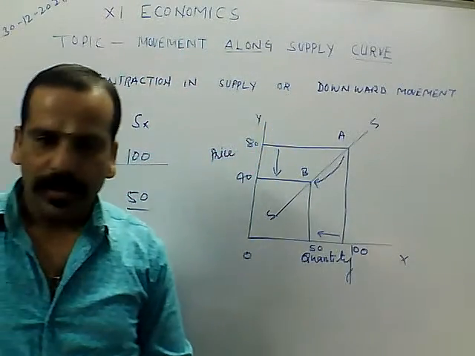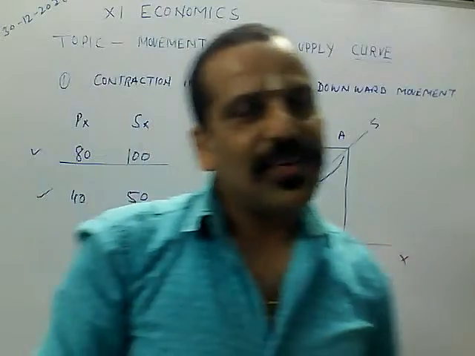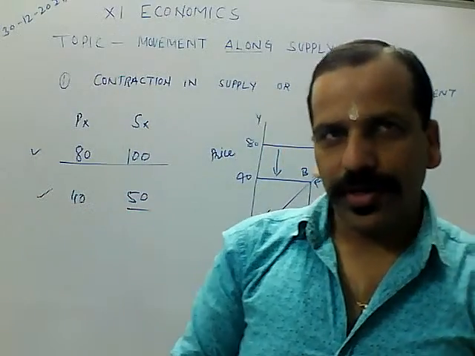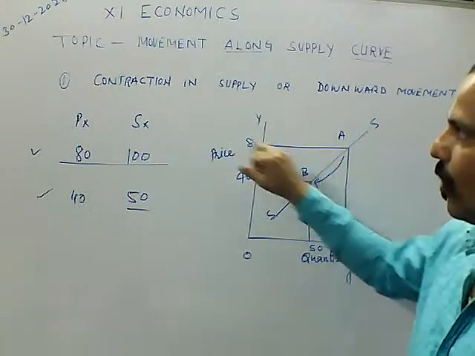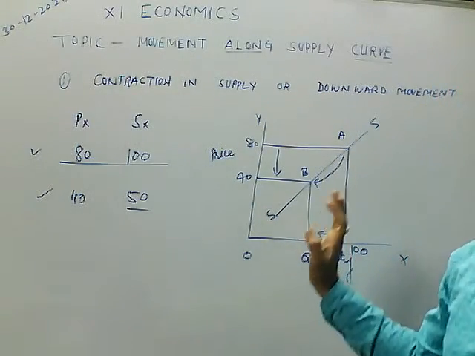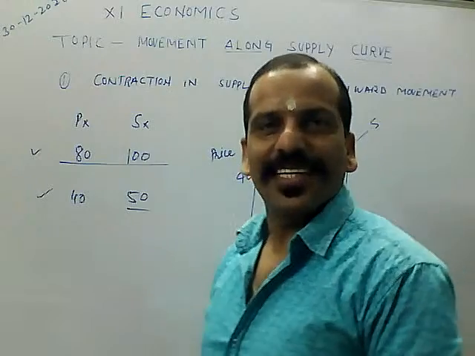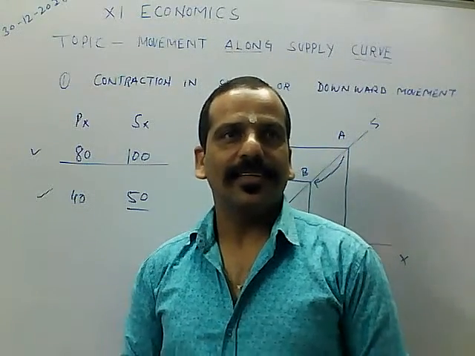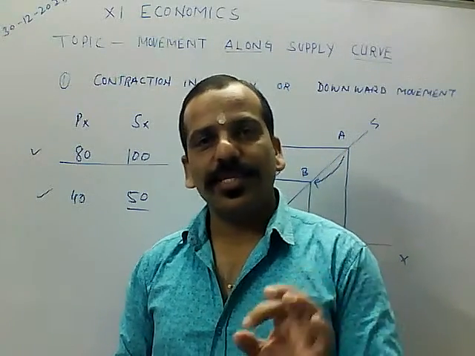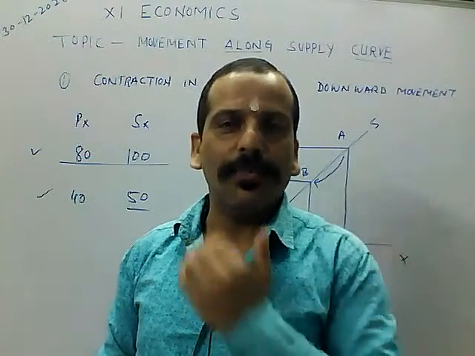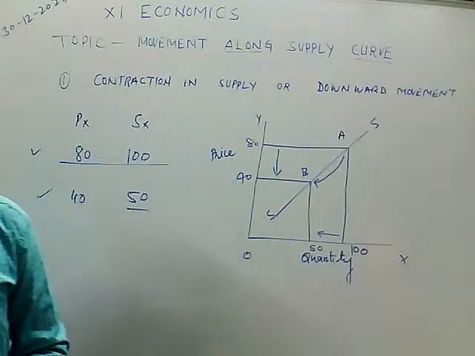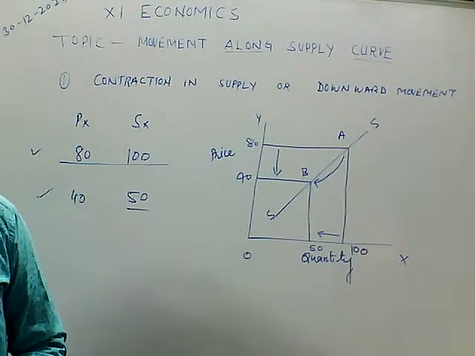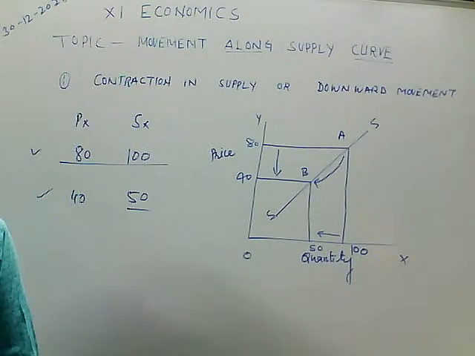Okay, clear with it about downward slope of the supply curve, or contraction in the supply curve. Clear? Very easy because this one is somewhat correlated with the theory of demand. Got it? Okay, good.